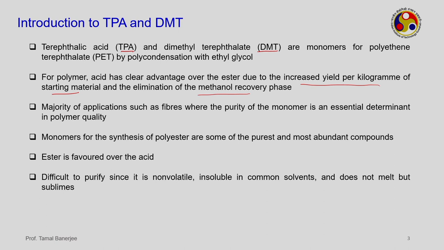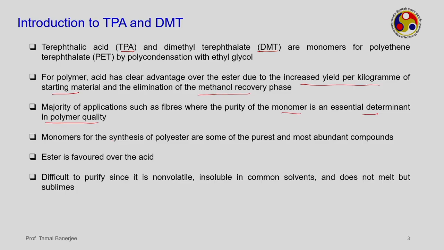The majority of the applications of polyethylene terephthalate, PET, is in fibers, because in fibers the purity of the monomer is a very important polymer quality. Now, in that case, the acid scores, because the manufacture of acid is easier, with a higher amount per kilogram, and the purification step is negligible. But in terms of purity of the monomer, the ester scores. The monomers for the synthesis of polyester are some of the purest and most abundant compounds. So, in that case, the ester is favored over the acid.